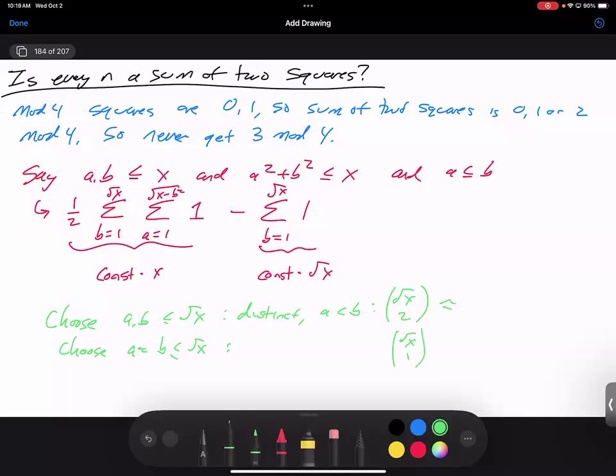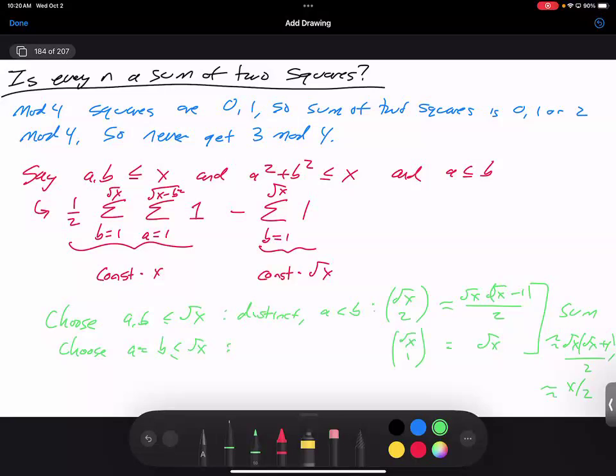This is basically root x minus 1 over 2. This is root x. So the sum is basically going to be root x plus 1 over 2, which is basically x halves. So what this tells me is if I look at all the pairs with a and b at most root x, with a less than or equal to b, I only get x over 2 pairs.